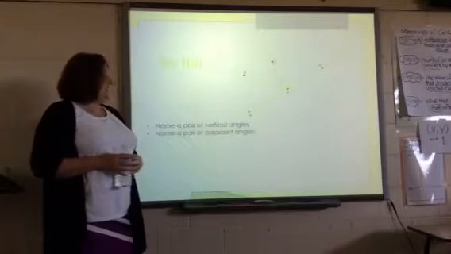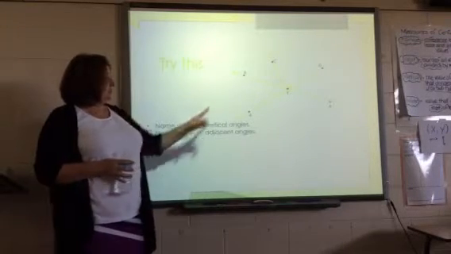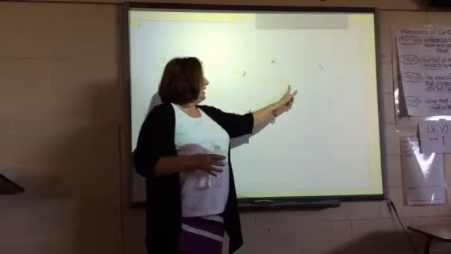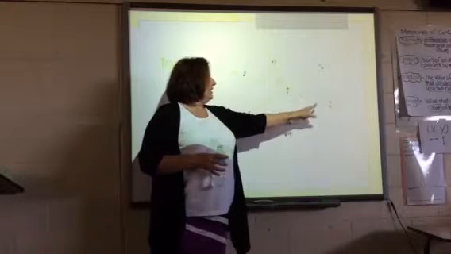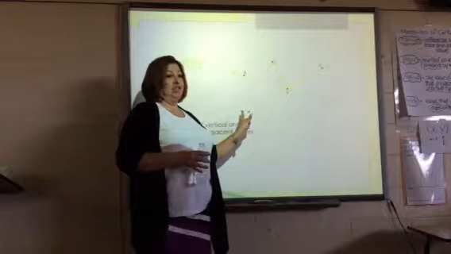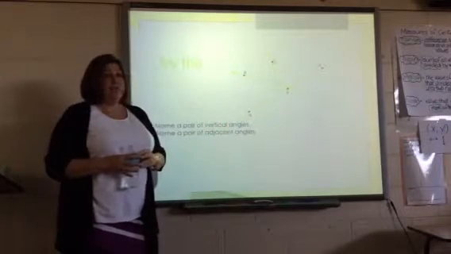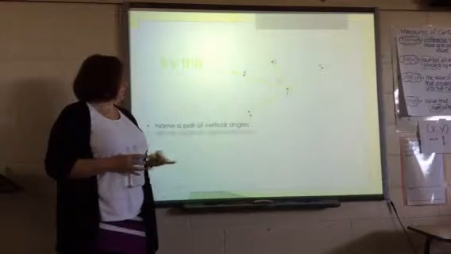Name a pair of adjacent angles. We have a bunch of adjacent angles here. BFC is adjacent to CFD, which is adjacent to DFE, which is adjacent to EFA, which is also adjacent to AFB. Any two angles that share a side will be adjacent.